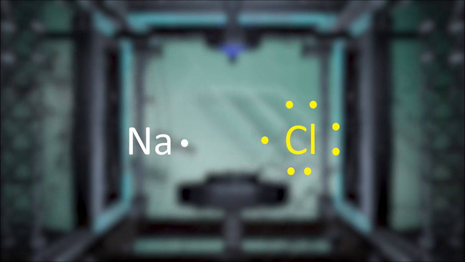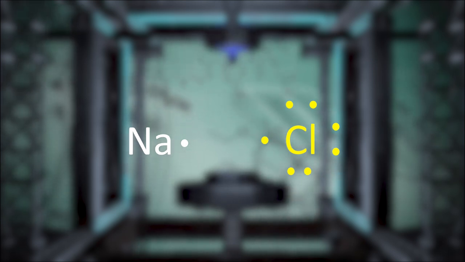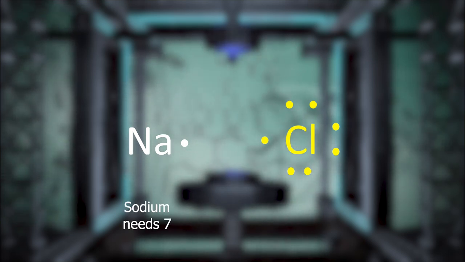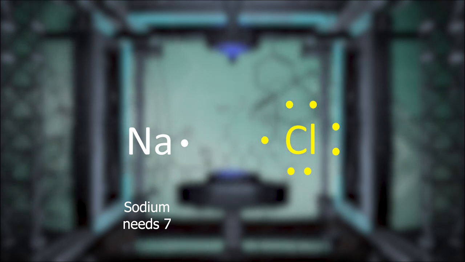How many valence electrons does sodium need to satisfy the octet rule? What about chlorine? How many electrons does it need to be stable?